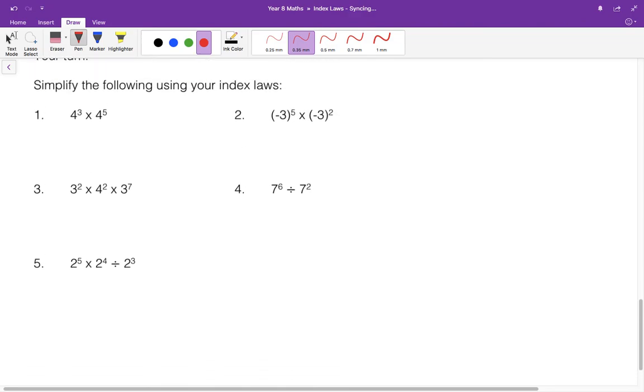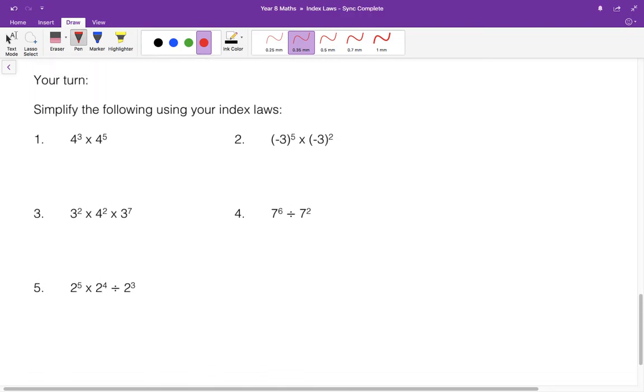So now it's your turn. Have a look at the following 5 questions. Have a go at them, show your working, write your answers into your workbook, and please bring it to our next lesson.